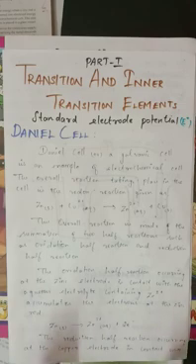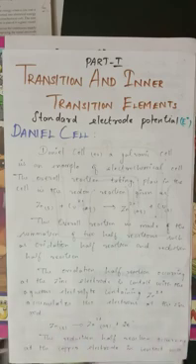We have already seen the important properties of d-block elements: the metallic behavior, the atomic and ionic size, the ionization enthalpy, and variable oxidation state. Now we are going to see the standard electrode potential. In d-block elements, the 3d series. What are the elements present in the 3d series? Scandium, titanium, vanadium, chromium, manganese, iron, cobalt, nickel, and zinc.